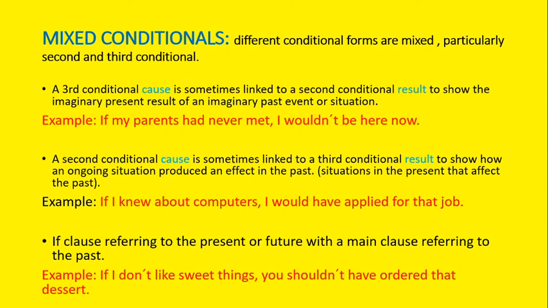An if clause referring to the present or future, this one, if I don't like sweet things, with the main clause referring to the past. You shouldn't have ordered. That is the clause referring to the past. If I don't like sweet things is a first conditional clause. Shouldn't have ordered, third conditional clause.